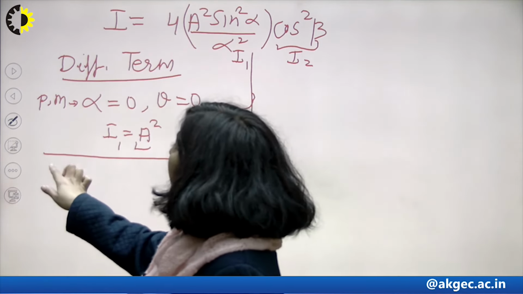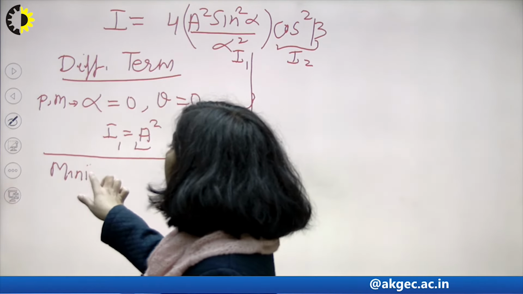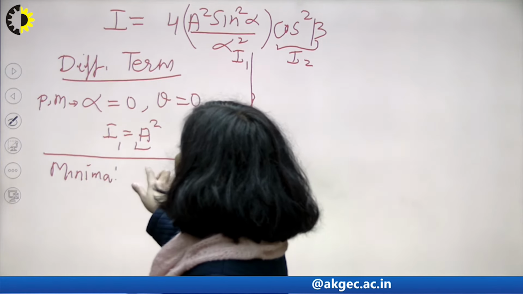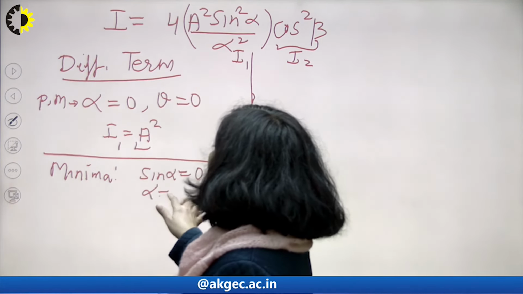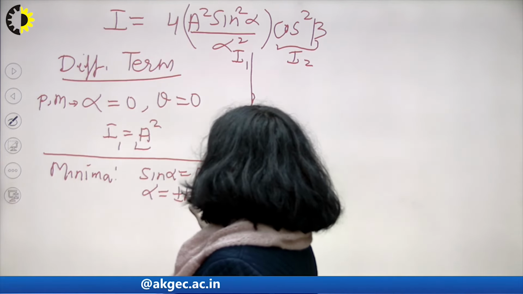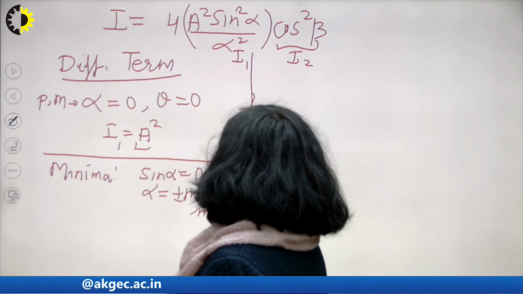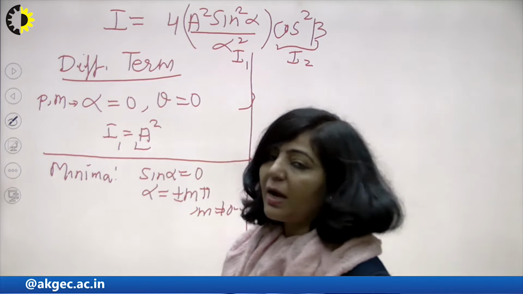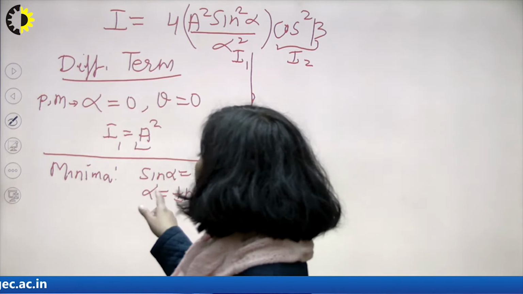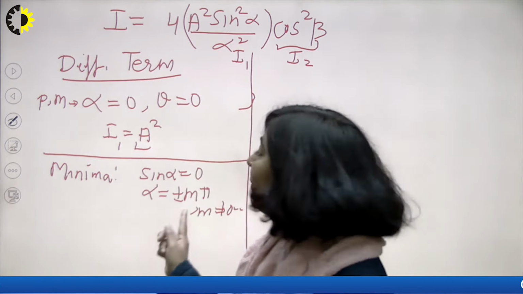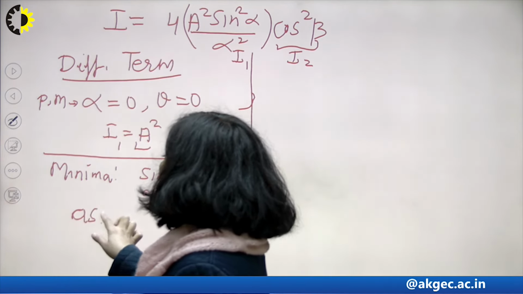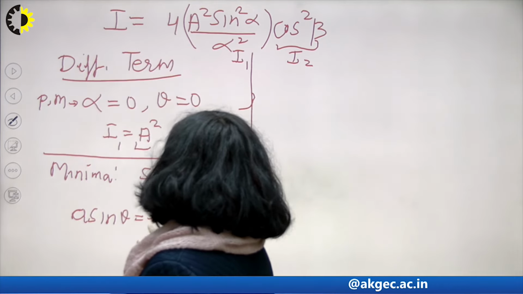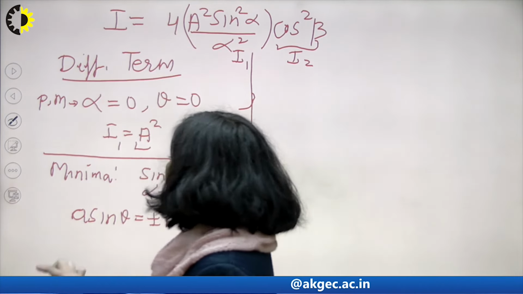You will get your minima. You know what is the condition of minima from single slit diffraction? You will get your minima when sine alpha is 0, or you can say when alpha is equal to plus minus m pi. This was the condition of your minima, but m is not equal to 0 and the value of m will start from 1. So this is the condition for your minima here. And you know that particular condition for minima in terms of theta is a sine theta is equal to plus minus m lambda, right?